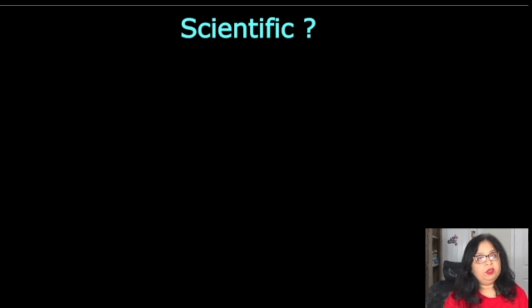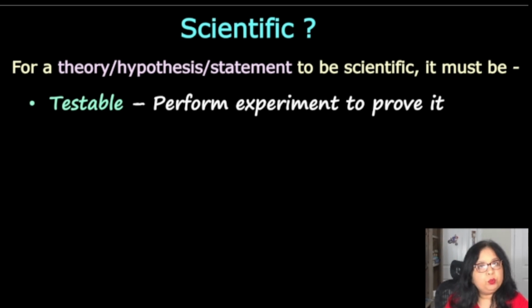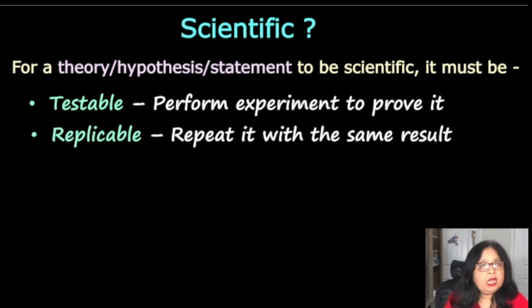So we said that physics is a science subject. That means it is scientific. Now what do we mean by scientific? What does it mean for something to be scientific? For any theory, hypothesis, or statement to be scientific, it must satisfy the following two criteria. Firstly, it must be testable. That means you must be able to do experiments to either prove or disprove the theory, or the statement, or the hypothesis. Secondly, it must be replicable, meaning that if you perform several trials of the experiment, you must be able to get the same results.